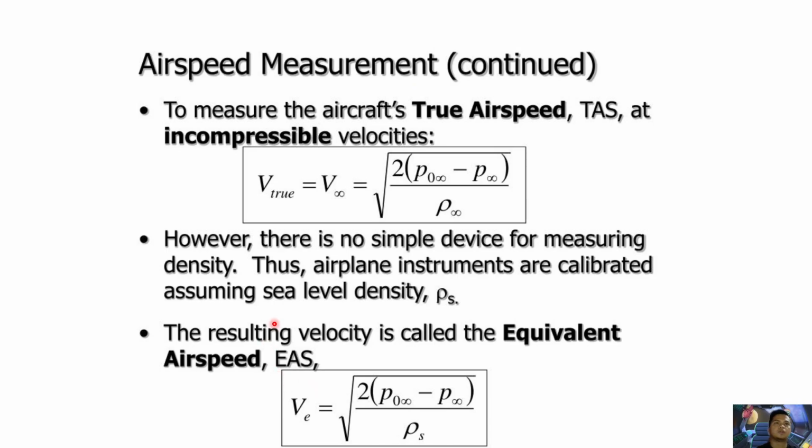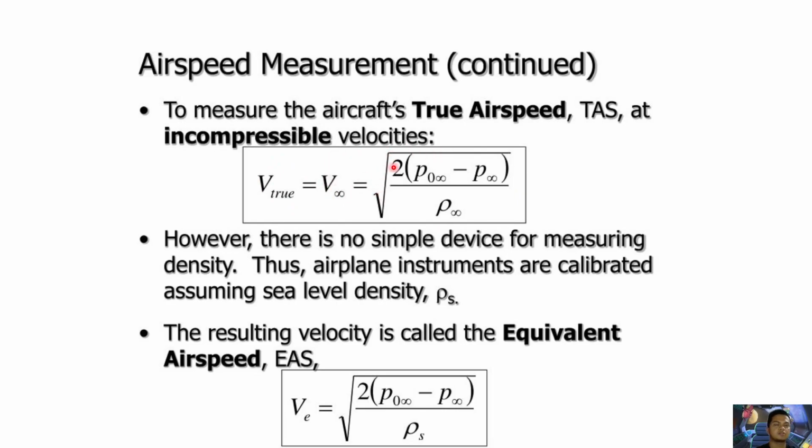Okay. So, continue. In measuring the airspeed of the aircraft, meron tayong true airspeed, equivalent airspeed, calibrated airspeed, and also indicated airspeed. So, yung mga airspeed na yun is merong differences, lalo na when it comes to incompressible and compressible. So, to measure the aircraft true airspeed at incompressible velocity, gagamitin lang natin yung derived formula natin.